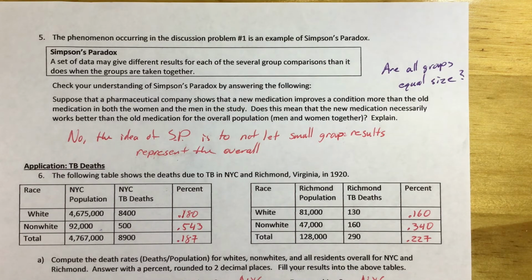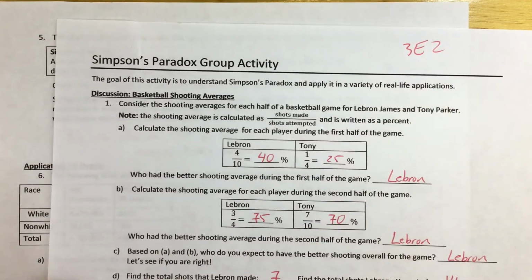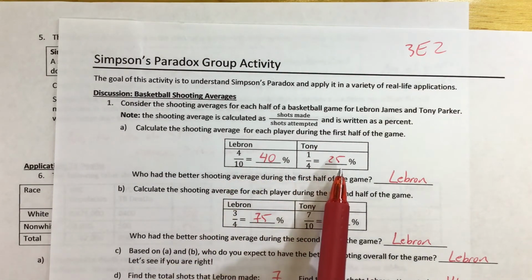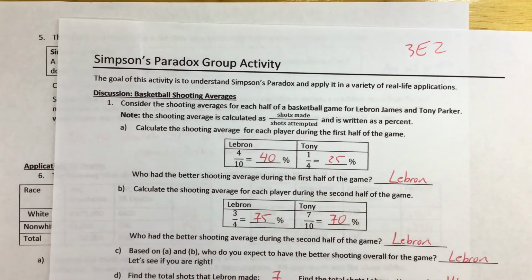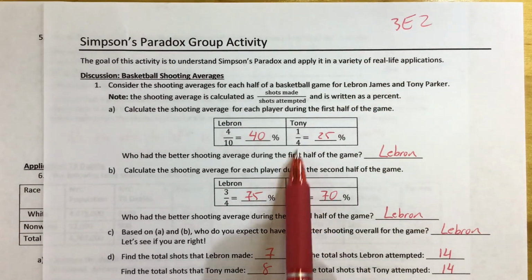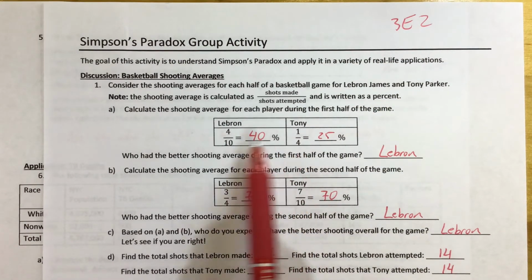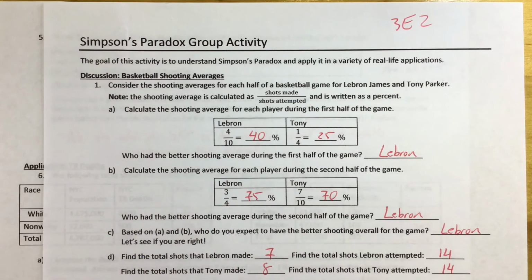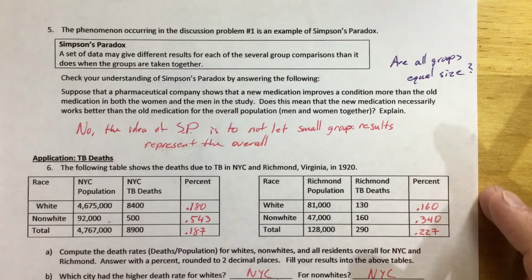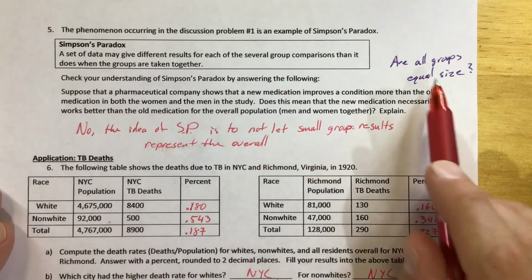Like if you go back to LeBron and Tony, it was kind of unfair to do a comparison in the first half because he had a lot more attempts than the other. The concept of percents is to try and get them on the same playing field, but every attempt here for Tony was worth 25%. Every attempt here for LeBron was only worth 10%. So when Tony would miss one, that hurt his overall worse.